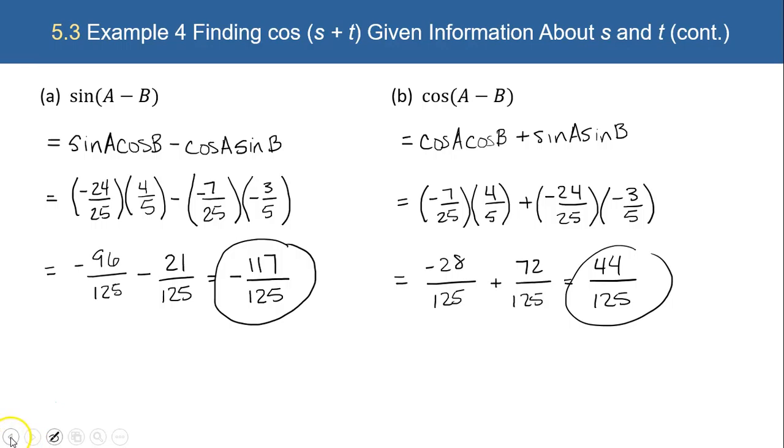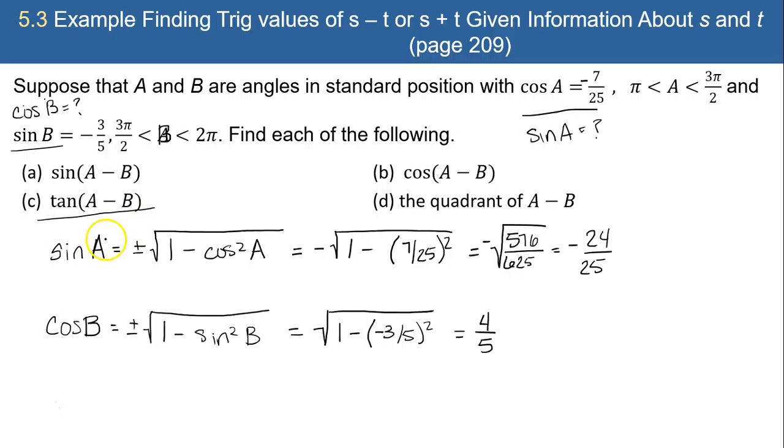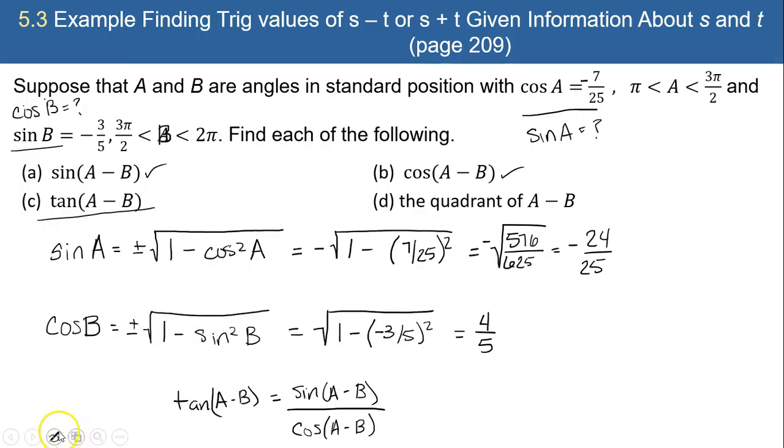Okay, now let's go back to the previous page. Next, we are going to find tangent of A minus B, but since we already have sine of A minus B and cosine of A minus B, we do not necessarily need to find the tangent of A, the tangent of B, and then use the difference identity to find tangent of A minus B. What we can do in this case is, since we have this right here and this right here, tangent of A minus B is going to be equal to sine of A minus B over cosine of A minus B. So we're just using that quotient identity for tangent to help us in figuring out what the value for tangent of A minus B is equal to.